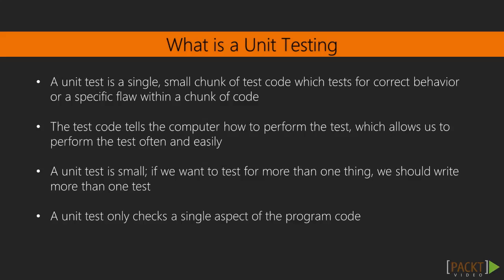A unit test is small because a large test is almost inevitably testing more than one thing. If we want to test for more than one thing, we should write more than one test. A unit test only checks a single aspect of the program code, because when a test fails, we want it to tell us exactly what the problem is. A unit test only involves a narrow region of the program code, because when a test fails, we want it to tell us exactly where the problem is.